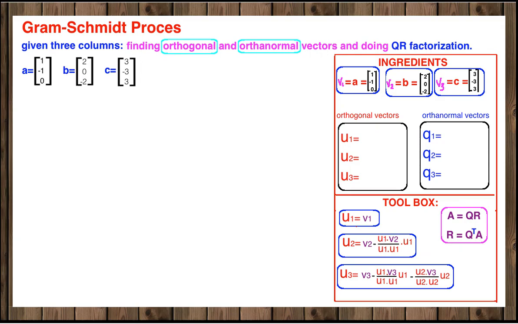Hi everybody. In this video, we are going to find orthogonal and orthonormal vectors using Gram-Schmidt process. And we are going to do QR factorization. First of all, what do we mean by orthogonal and orthonormal vectors?